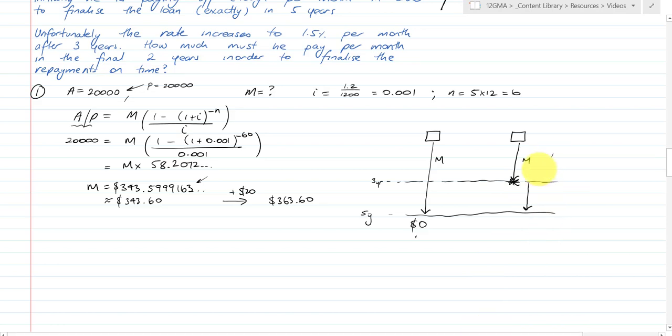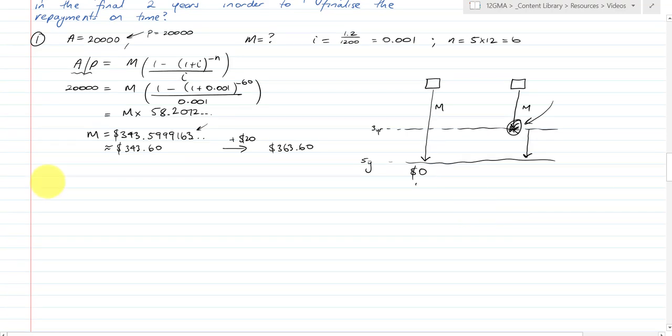Now what we need first in this question is we need to know what he owes there. And then we can treat this as a whole new loan with whatever's left. So we've now got our part 2. Part 2 is to determine what he owes. So in this case, A is what we're trying to find, the future value. P is $20,000, that's what he owed at the start.